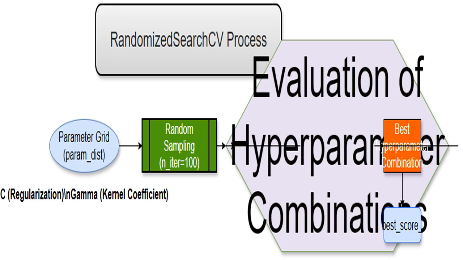n_iter equals 100 means 100 random combinations are sampled. It is not an exhaustive search. It's like picking 100 random combinations from a restaurant menu.